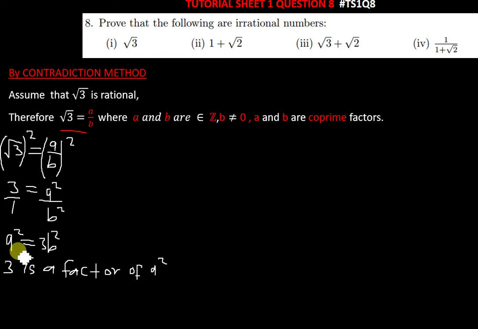And then from there we can also see that if 3 is a factor of a squared, this 3 can also go into a. So in other words, we're trying to say that 3 is also a factor of a. How do I know that?